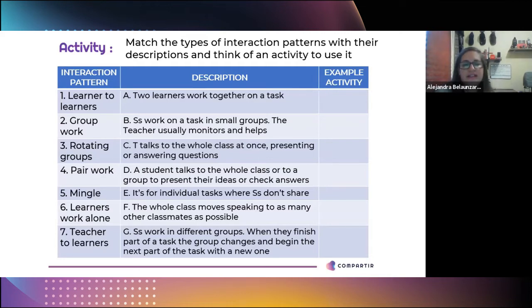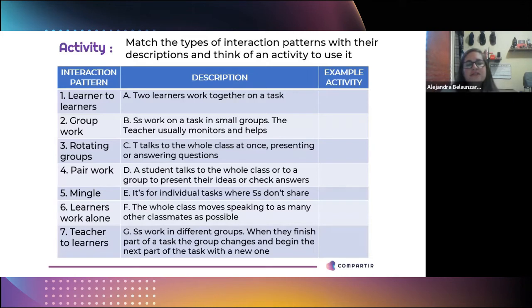And finally, I have students work in different groups. When they finish part of a task, the group changes and they begin the next part of the task with a new one. That would be number 3, rotating groups. That's the last one that I have. And which activities do you think I can use this interaction pattern in? Specialist groups, yes, when working on a puzzle, sharing results on a survey, search words. They also like to do this.